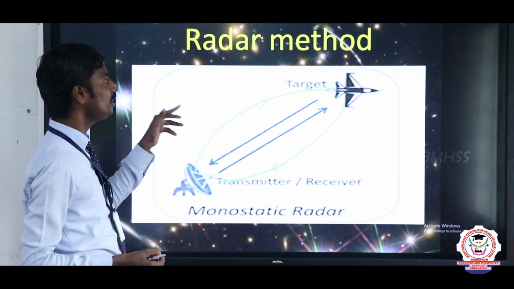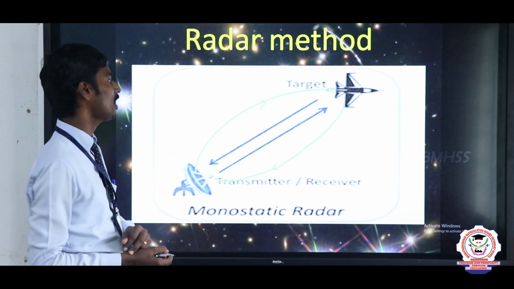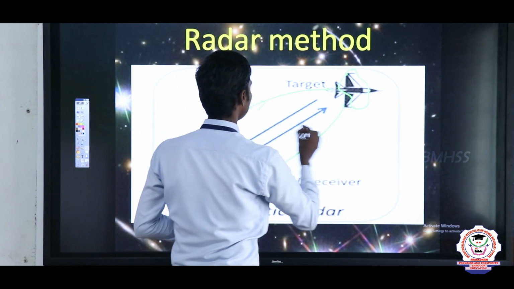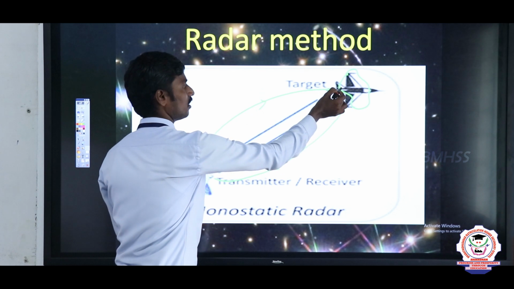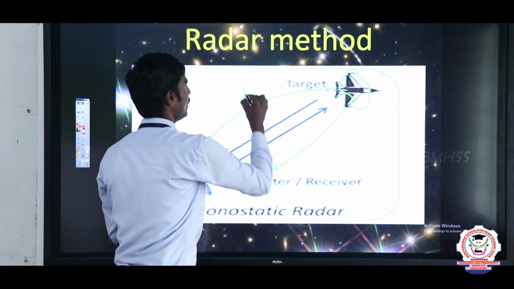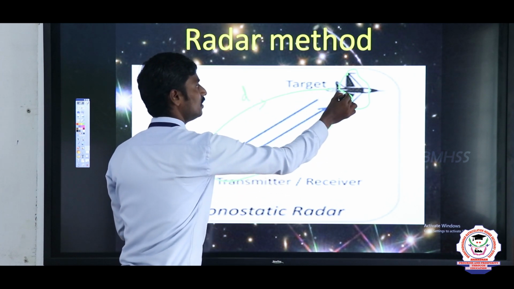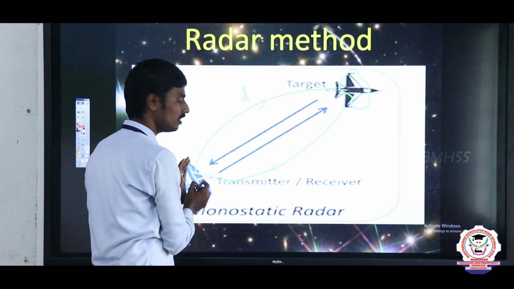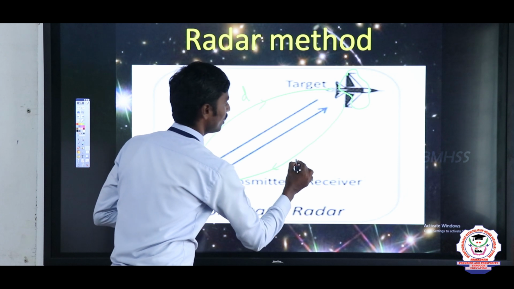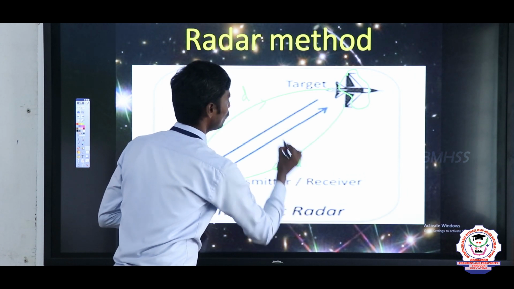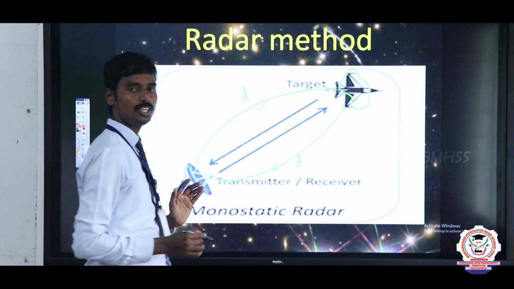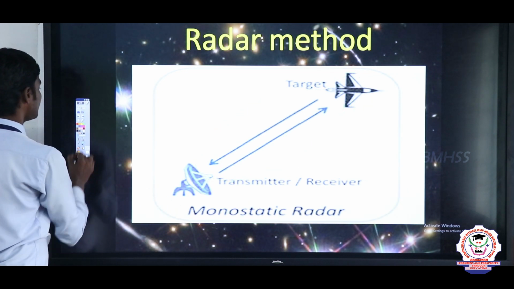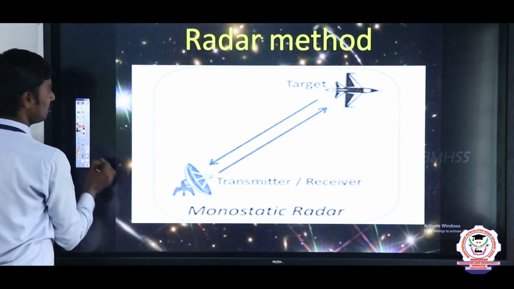Now I am going to determine the distance of the planet. Let us consider one planet. This is the one planet, no. So here the radio waves travel a distance d. After reflection from the planet, the radio waves are received by the receiver. So here also distance d. So d plus d equals 2d. See, the next one is how to measure the distance of the planet. See, listen here.